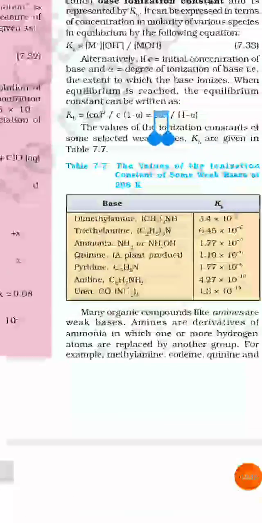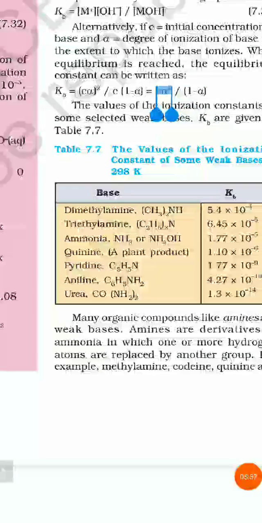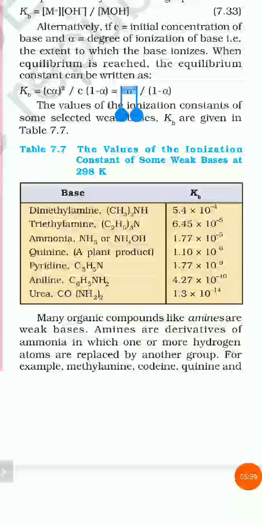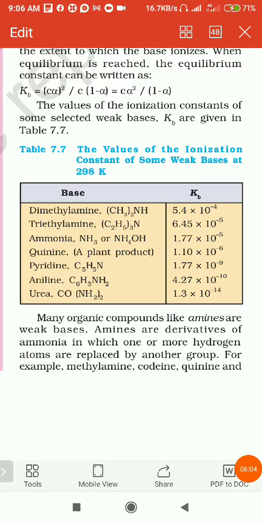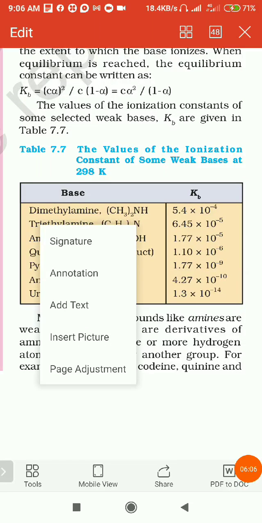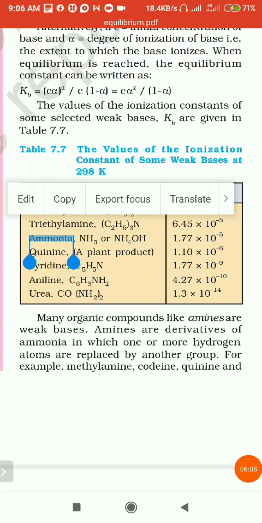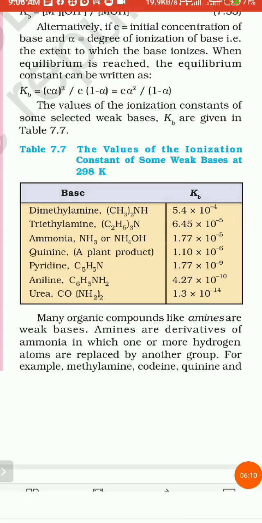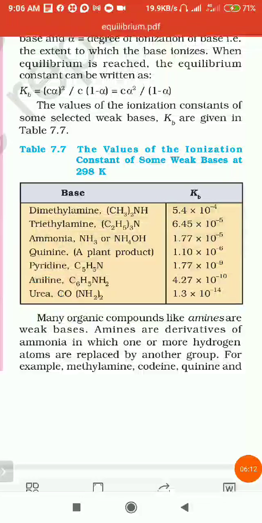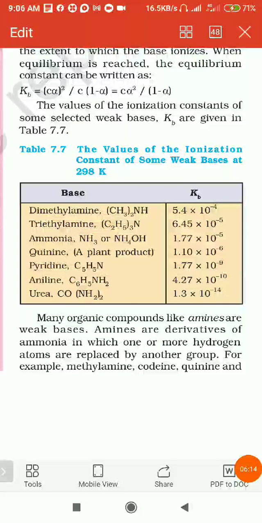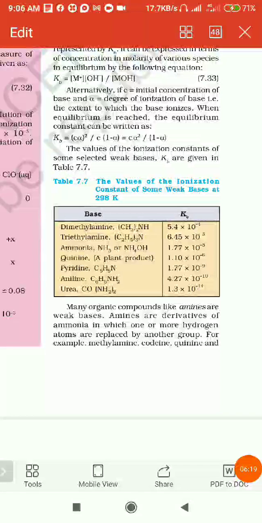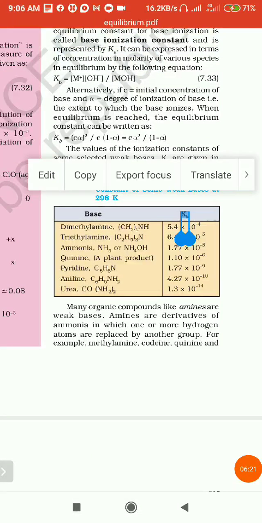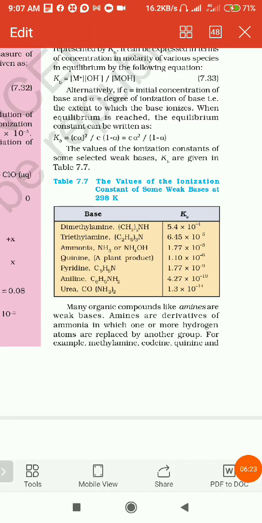Generally, the weak bases are given some equilibrium constant, which is a constant value. Dimethylamine, trimethylamine, ammonia, quinine, pyridine, aniline, urea are all basic in nature. What are the values of these bases' equilibrium constants? These are given as mathematical values.